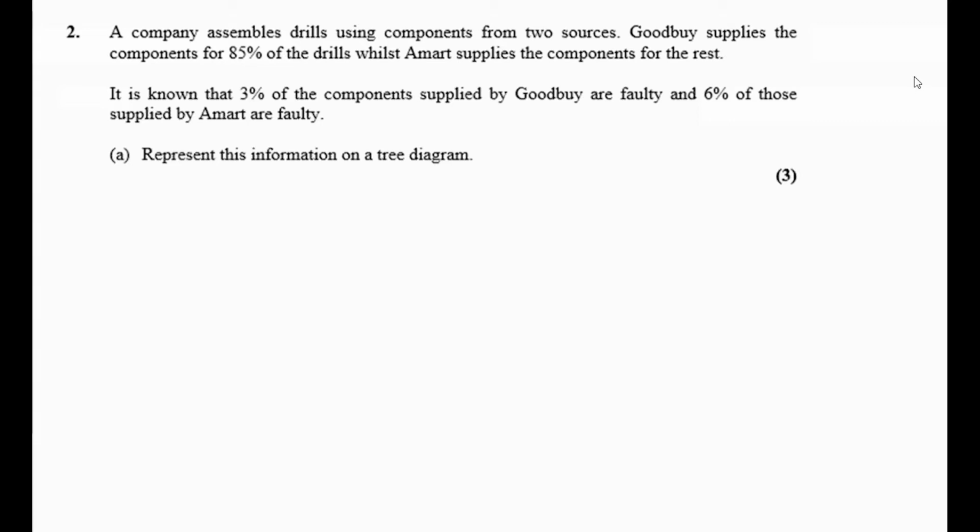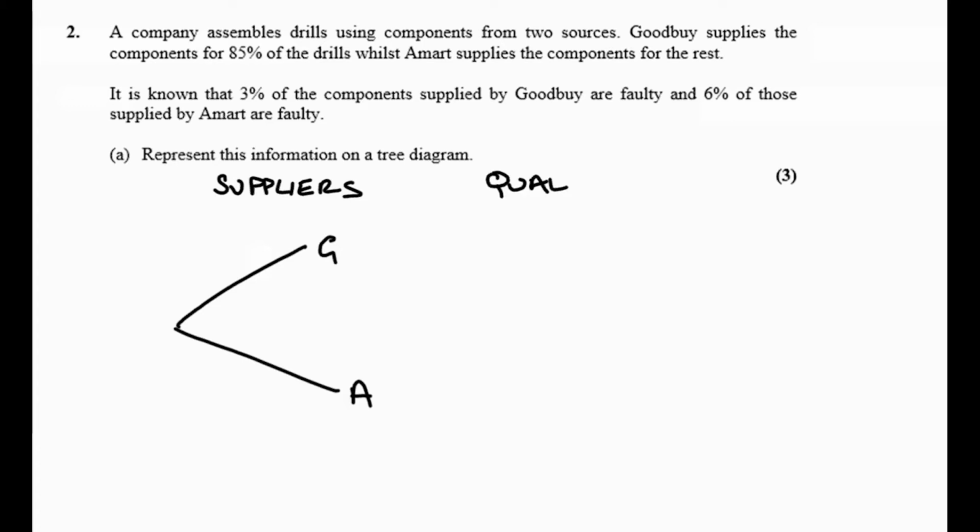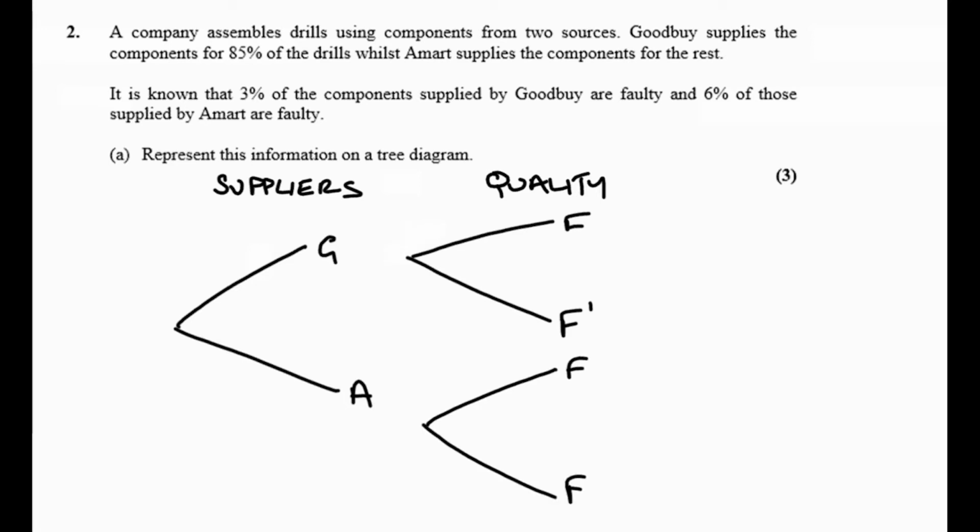Good old tree diagram. Okay, so firstly, the first choice is between suppliers. Two items that we have could either come from Goodbye or Amart. Second choice or decision to be made is whether or not these items are faulty. I'll just go with quality of the item, and I'll go with faulty versus not faulty. Faulty, not faulty. Okay, tree diagram's been set up.